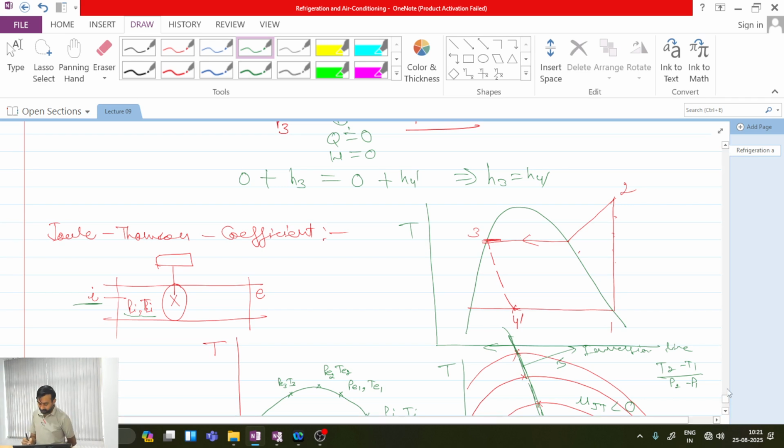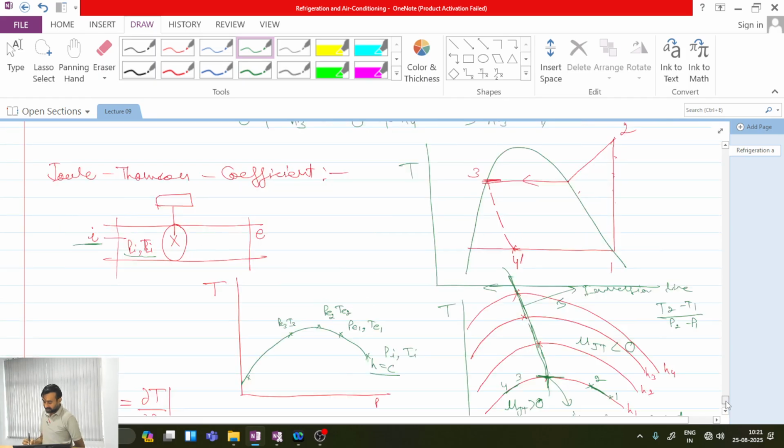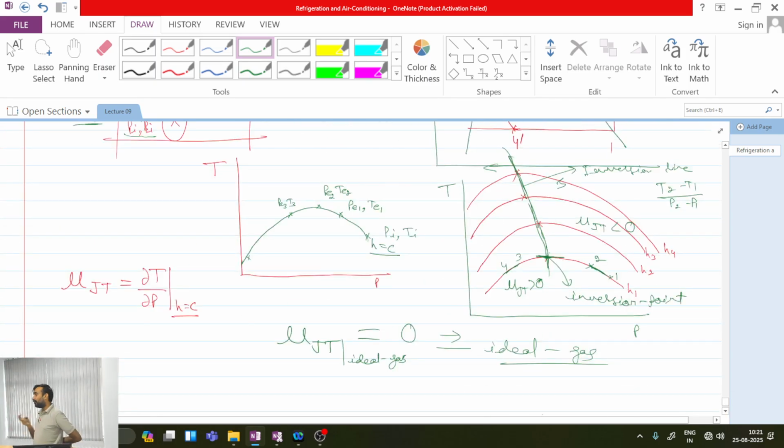So it means that whenever a throttling device is operated for a refrigeration cycle, it is always operated in the regime where the Joule-Thomson coefficient is greater than 0. Okay, so this zone of the curve is known as the cooling regime, and this zone of the curve is basically our heating regime. Okay, so always you have to operate your throttling device or expansion device in a vapor compression refrigeration cycle, particularly in the positive regime of the Joule-Thomson coefficient. Is this one clear?